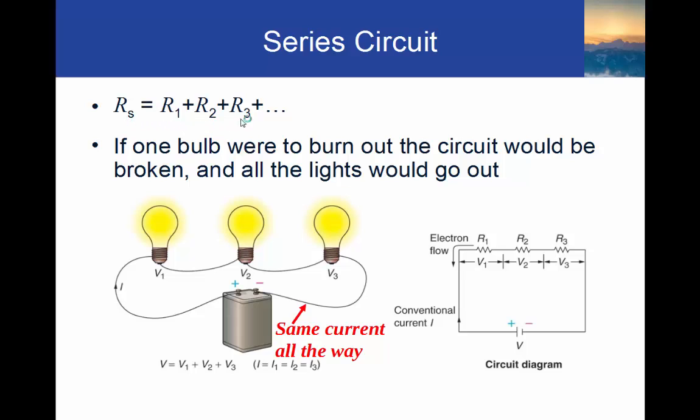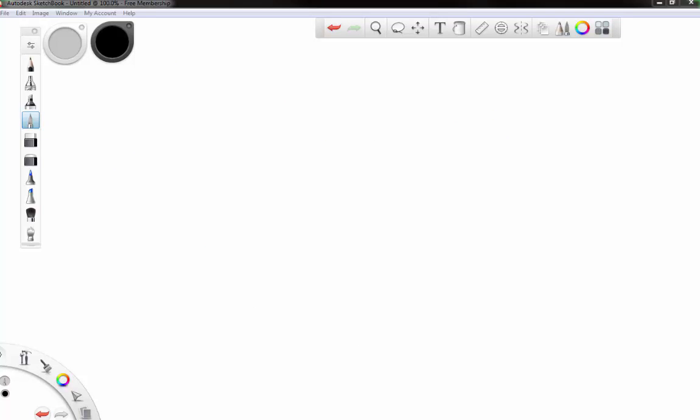So again, if you want to figure out the resistance of a bunch of resistors in series, you use this equation, Rs equals R1 plus R2 plus R3, etc. You get the same current through each resistor that's in series. You get a total voltage drop that's equal to the voltage drop across the first plus the voltage across the second plus the voltage across the third, and those voltages you can find using Ohm's law.